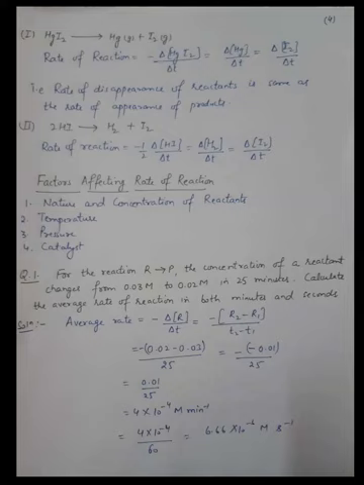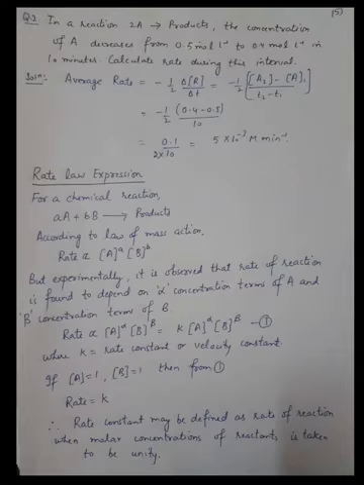So by calculation we get 4 into 10 to the power minus 4 molar per minute. If we change it into seconds, 1 minute is equal to 60 seconds, so the answer will be 6.66 into 10 to the power minus 6 mole per liter per second. Next example.